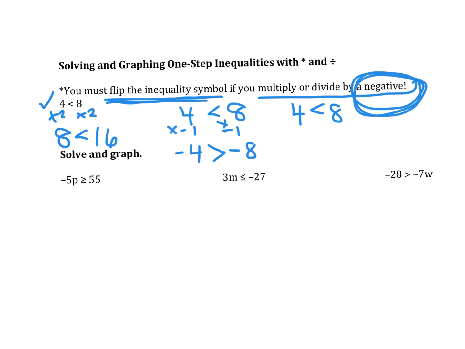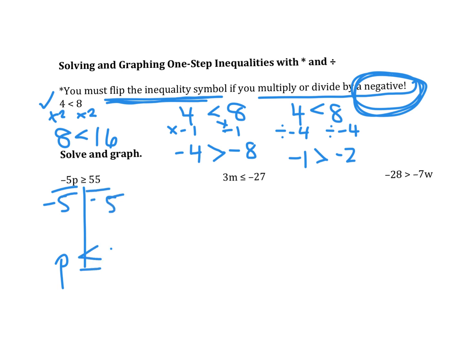So just imagine that I divided by, let's say, a -4. And so this would become a -1 and a -2, and the -1 is bigger. Okay, so in this problem, to get the p by itself, I would divide both sides by a -5. And when I do that, I would have to flip over the inequality symbol. And then on my graph, I'd have a -11, closed circle, because I have a bar, and p is less than or equal to goes to the left. So we're saying -11 could be an answer, and so could anything smaller.